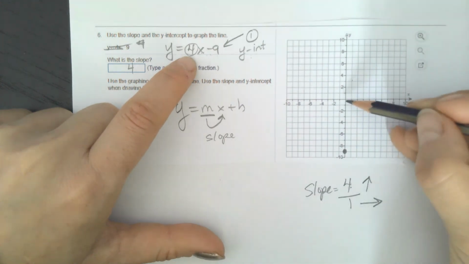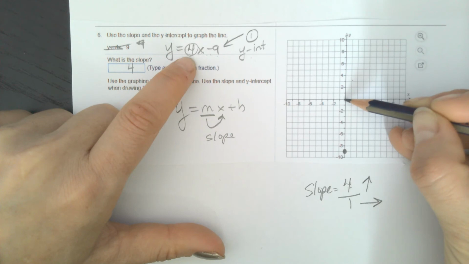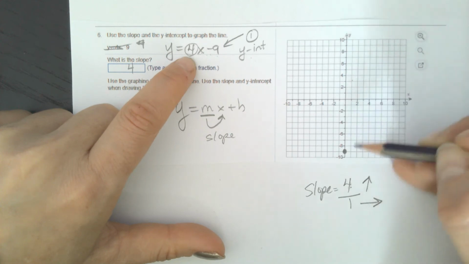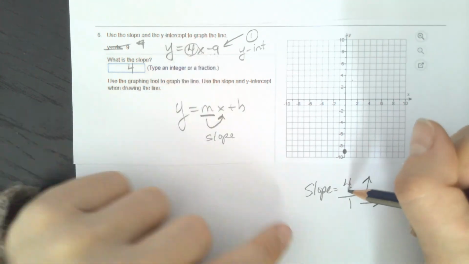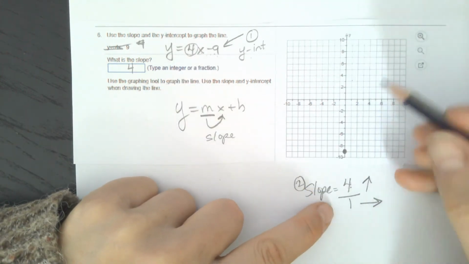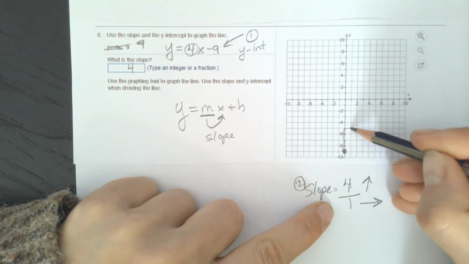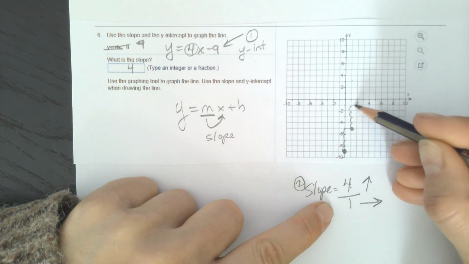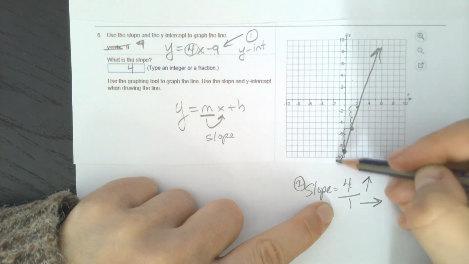So don't start at the middle. That's a mistake some people do. They start at the origin. First you put your point at -9, and then step 2 is you start to move with the slope. So go up 4 over 1. Up 4 over 1. Okay? And there's your line there.